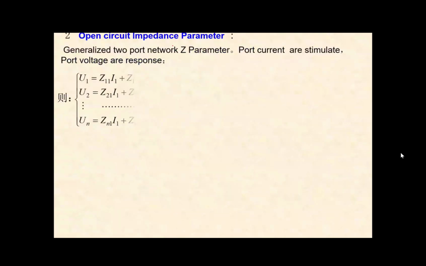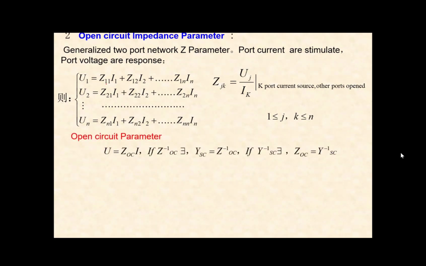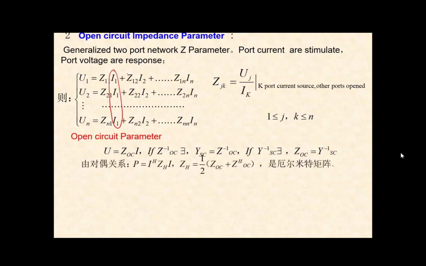Then we discuss the Z parameter, the open circuit impedance parameter. It's the generalized two-port network Z parameter. We use the port currents to express the port voltages. Use Z, I1, I2, IN to express the U, so we use them as current sources.